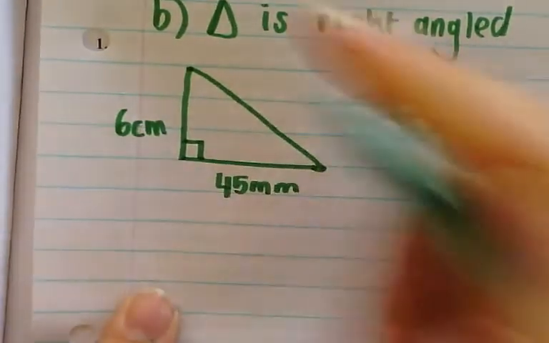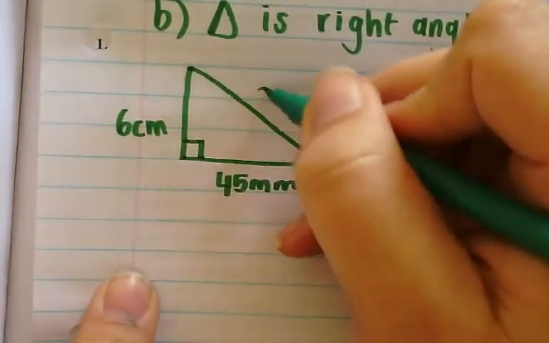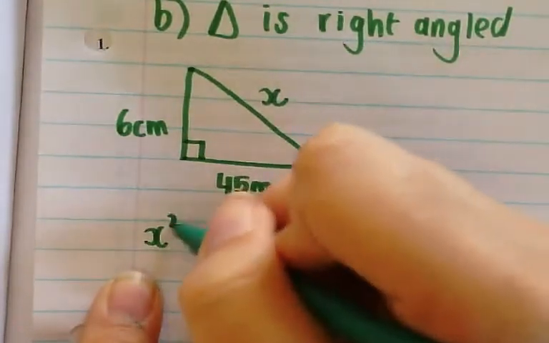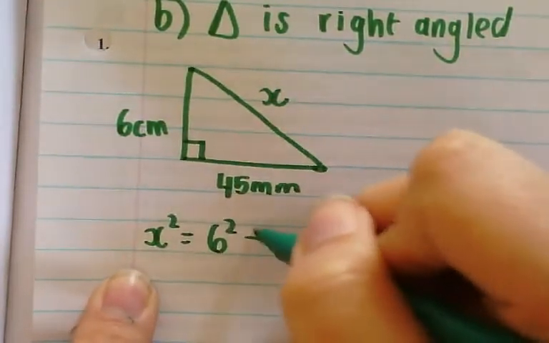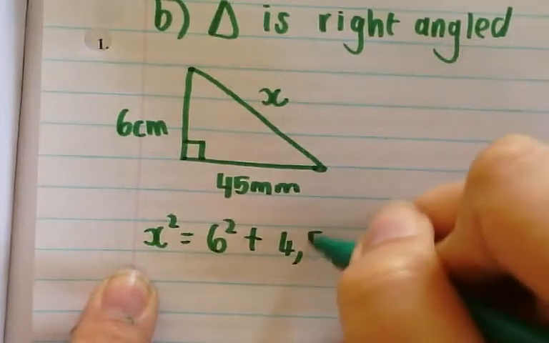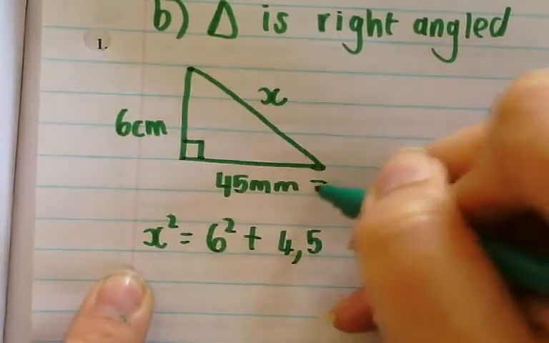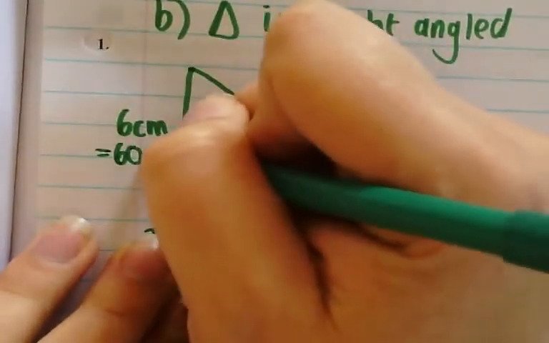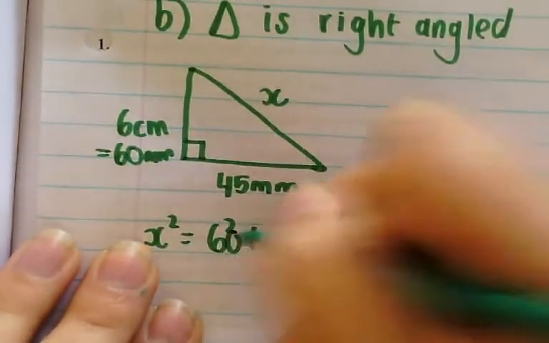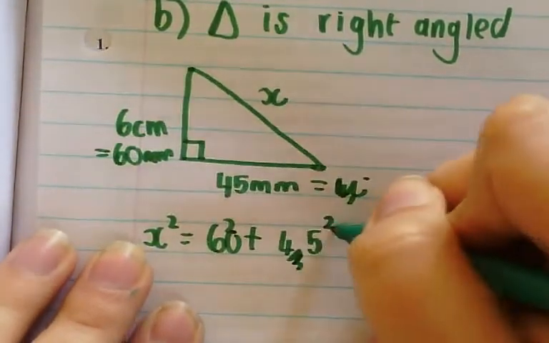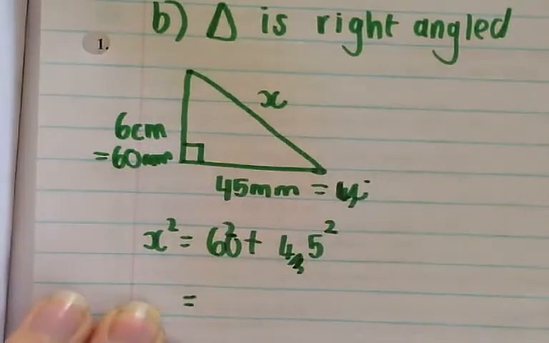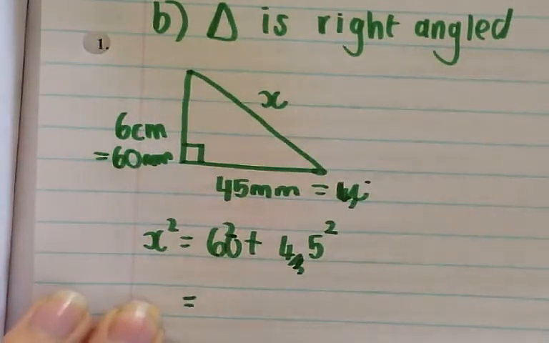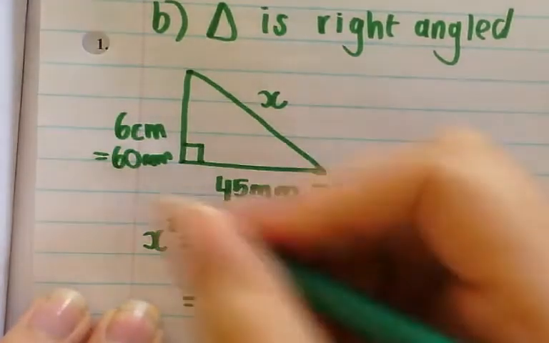If I'm busy with a right angle triangle, I can use Pythagoras to find this missing side. I do that by saying, we'll call it x for now, 6 squared plus 4.5 squared, because it is 4.5 centimeters. Oh, we have to go to the smallest one, eh? So this one has to become 60 millimeters. So that's 60 squared plus 45 squared equals 5625.